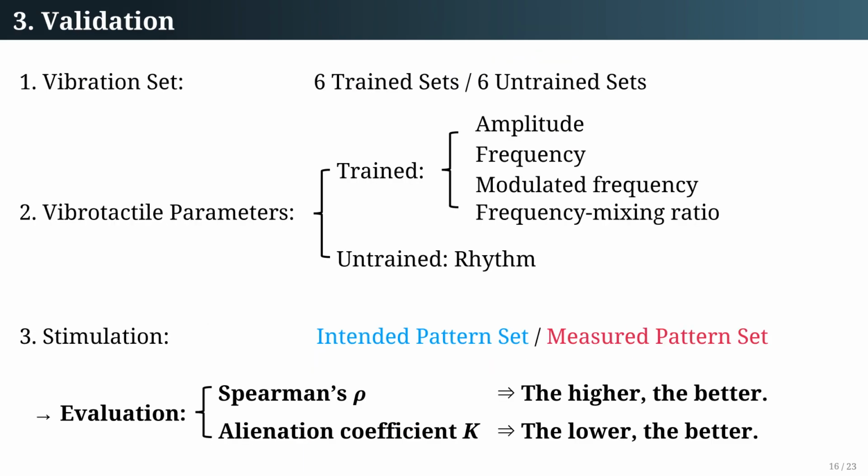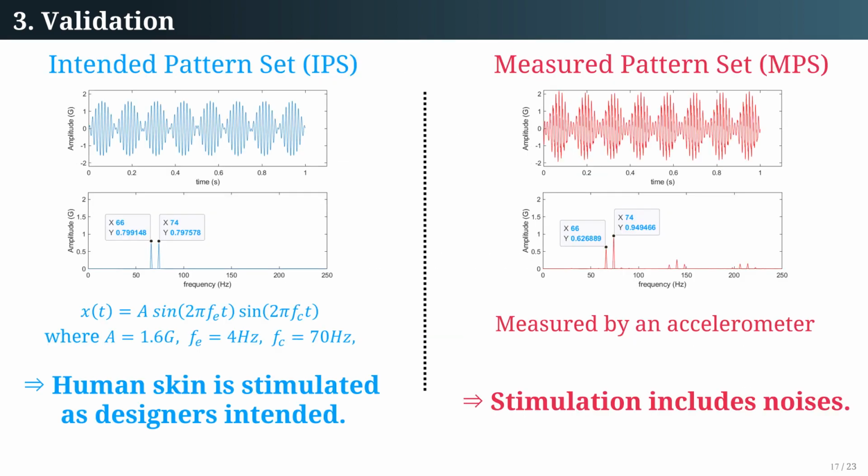We tested our model with 12 vibration sets. These sets were designed from 3 different perspectives: the training set, the training parameter, and the stimulation type. We then evaluated the performance by measuring Spearman's rank correlation between the dissimilarity matrix from the user data and our model's predictions. We also used the alienation coefficient to evaluate the structural similarity of derived perceptual spaces. For stimulation types, we considered 2 scenarios. The first scenario was the ideal stimulation, where the human skin vibrates according to the designer's intended signal. The second scenario was the measured stimulation, where the actual vibration acceleration in the skin was used as input.